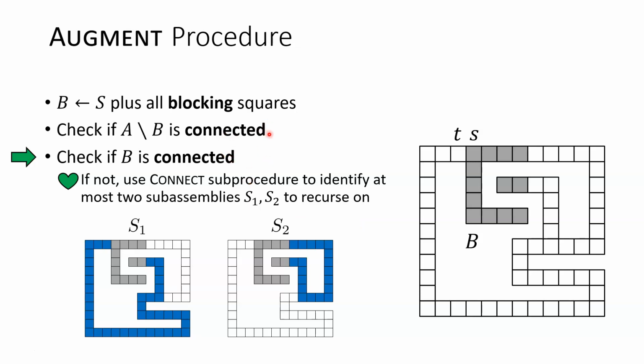We also check, though it's not mentioned here, at any stage if we must include T, or if the size of S or B is greater than K, in which case we just return false, or a negative answer. So now we'll go into connect and how connect works.